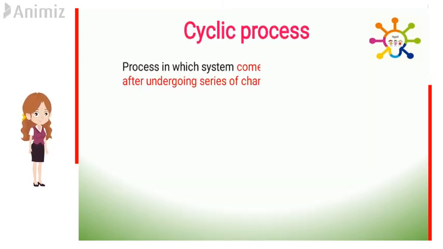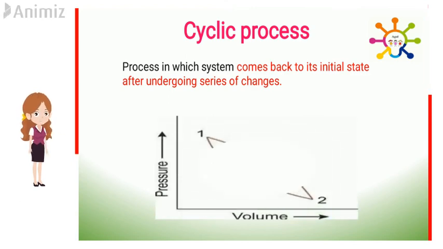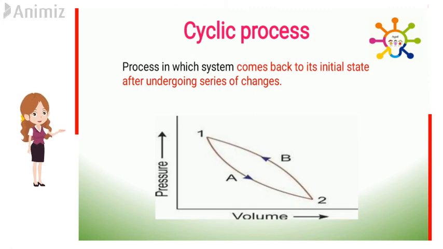Cyclic process. The process in which the system comes back to its initial state after undergoing a series of changes. So here, this shows the PV graph. From state 1 to 2 it is changing, and then from 2 to 1 it has come back to its original state. This is known as cyclic process.